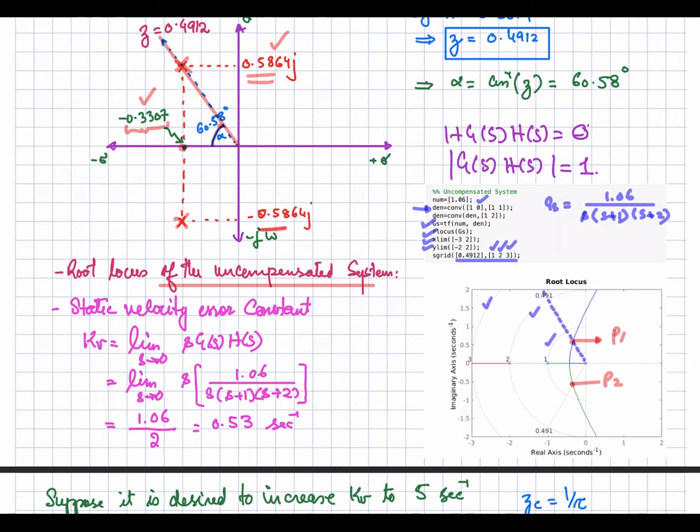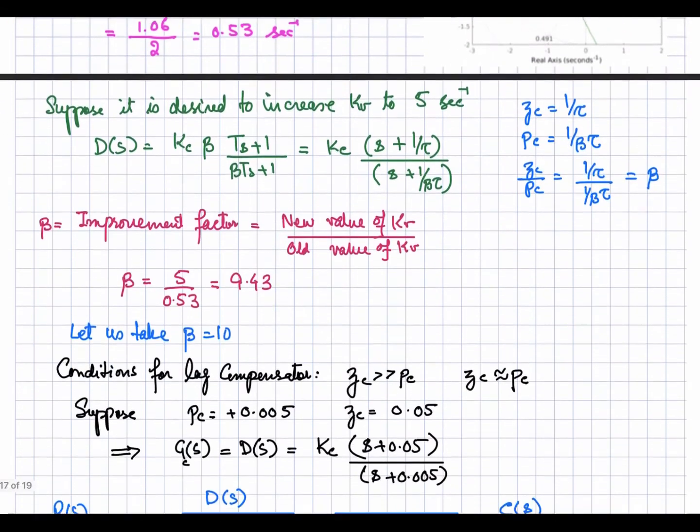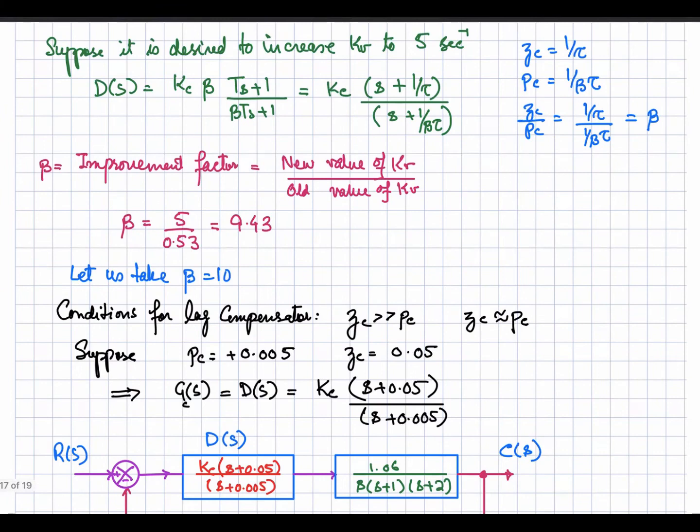Okay, now let's calculate the static velocity error constant for, let's suppose, a unit ramp input applied to the system. So what will be the static velocity error constant? That is given by s into g of s into h of s, the open loop transfer function. Taking that, this and this will be cancelled out, and applying the limit, that is equal to 0.53 per second.